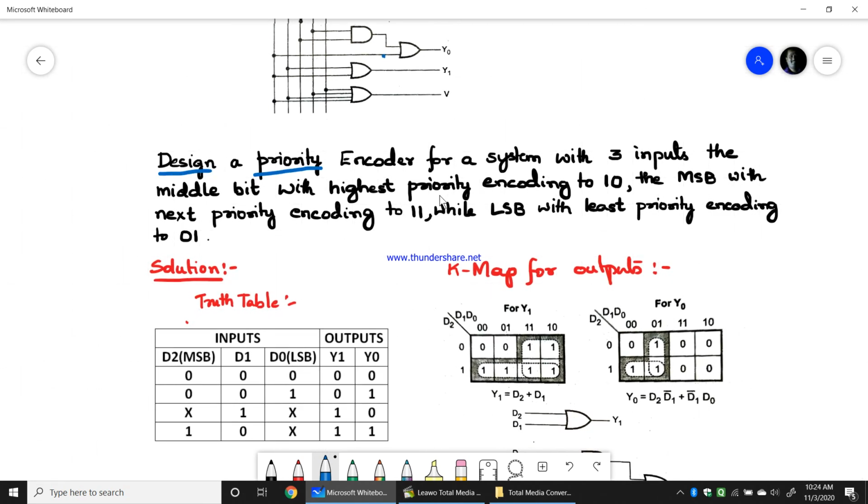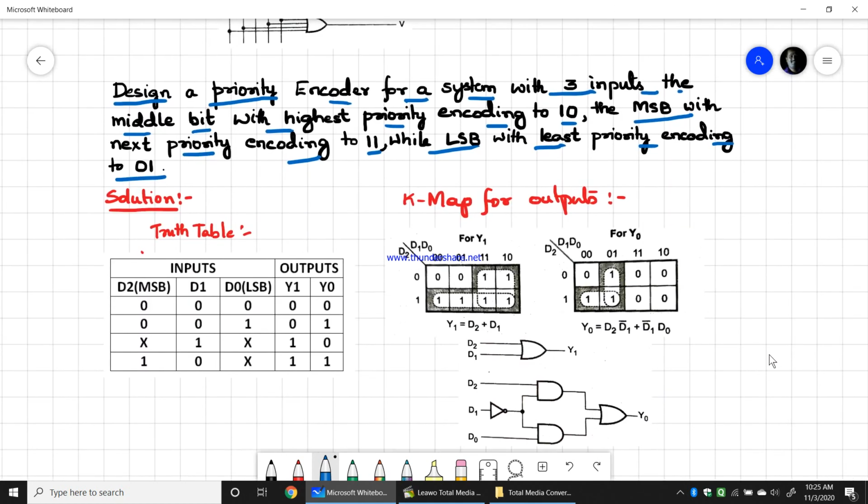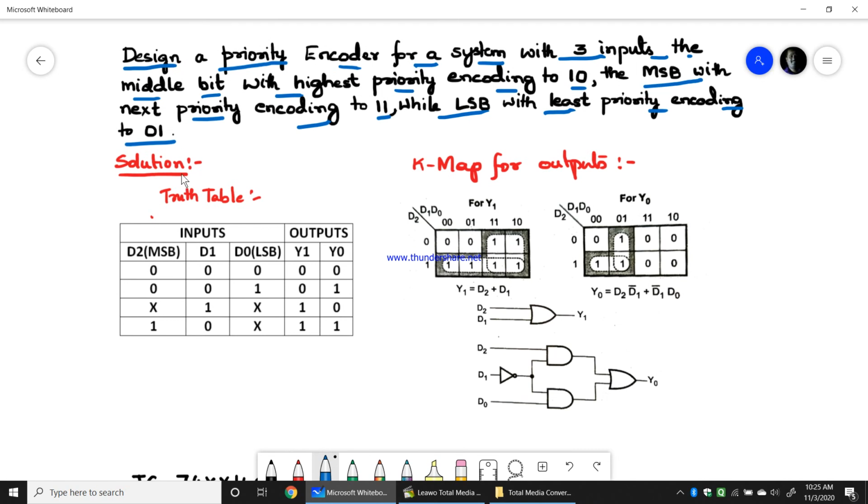Design a priority encoder for a system with 3 inputs, the middle bit with highest priority encoding to 1 0, the MSB with next priority encoding to 1 1, while LSB with least priority encoding to 0 1. So we need to first understand the question given here. In this question it says 3 inputs, so I'll take 3 inputs, D2, D1, D0. Then the outputs we need to write are y1 and y0, because 1 0, 1 1 or 0 1 are 2 bits, therefore 2 outputs.